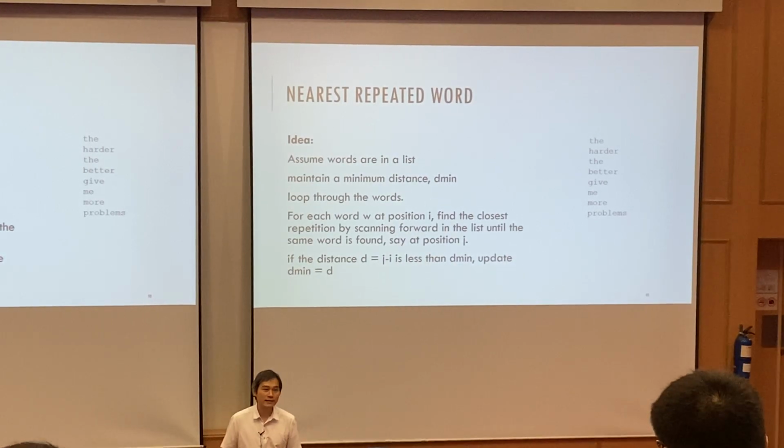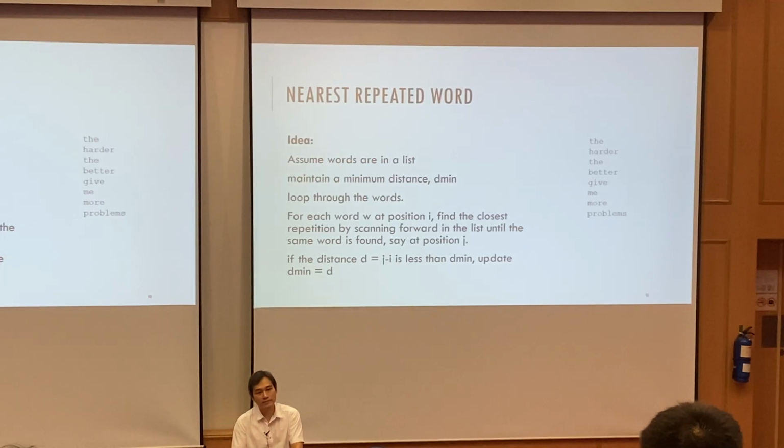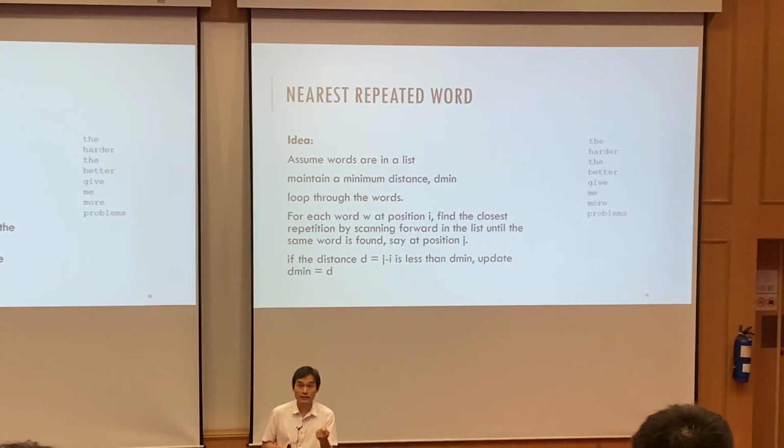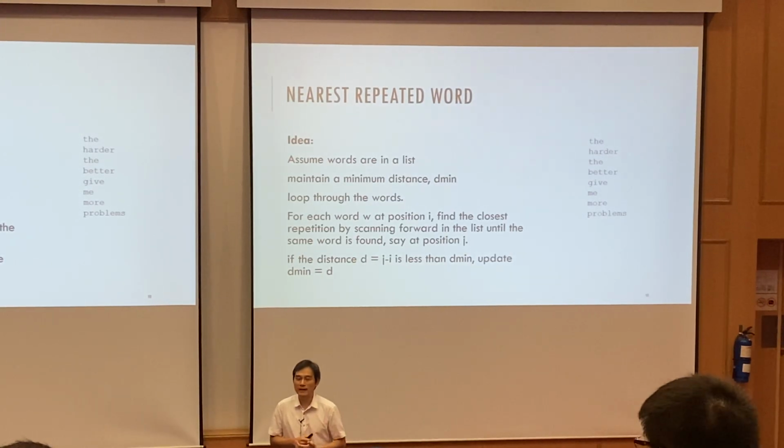So assume the words are in the list, and you maintain some minimum distance, min. I'm going to look through the words. For every word, I find the closest repetition by scanning forward in the list until the same word is found, say at position J. If the distance is smaller, then I update my min. So that's very simple. It's not very efficient. Is there a better way to do this? This is the straightforward solution. Maybe we can do a better technique. So what is maybe a faster way to do this?